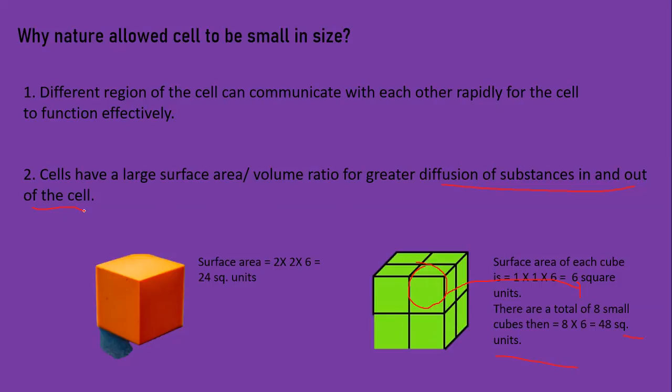The glucose enters the body, the cell takes it in and produces energy. It is happening in a very rapid manner. How is it happening? Because of the cell. And why is it happening? Because the cells are small, and hence the surface area by volume ratio will be greater, and therefore the diffusion of substances in and out of the cell will also be greater.